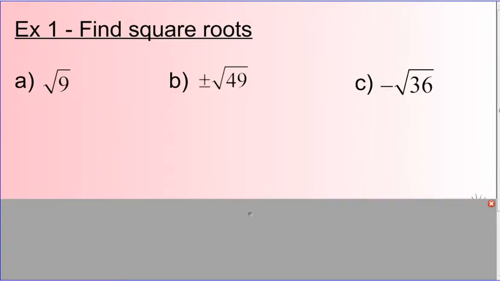Okay, so let's do some square rooting. So, the square root of 9. To find the square root of 9, we have to figure out what number times itself gives us 9. So you're going through the times tables in your head. 1 times 1, 2 times 2, 3 times 3. 3 times 3 works. So the square root of 9 is 3. Because 9 is 3 squared, and squaring something and square rooting something are opposites, so the answer is 3.